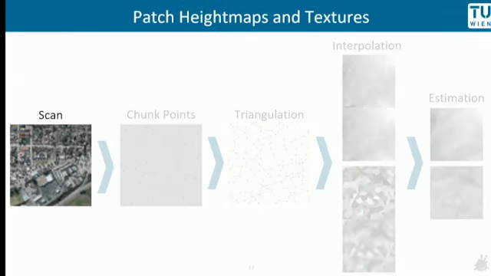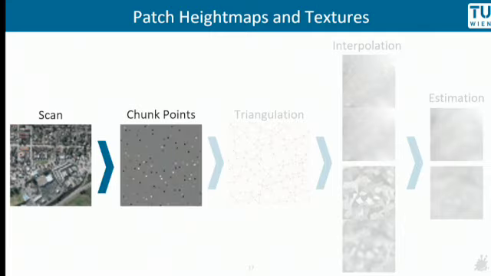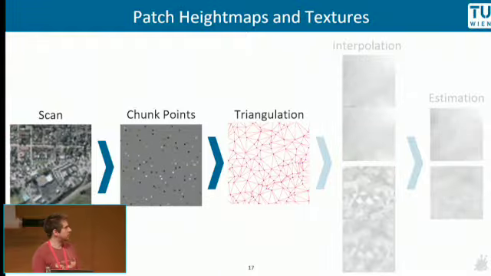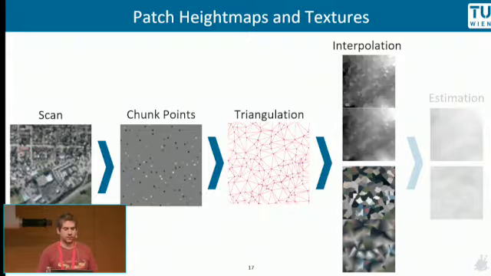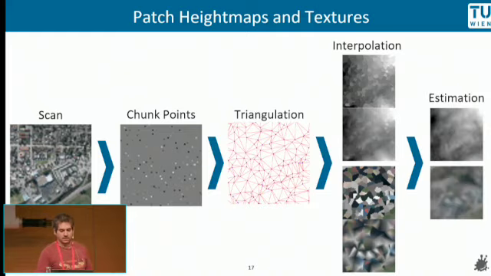In principle, we have our scan data, then we get the chunk points, then there's a triangulation step, and then we create rough height maps and textures already with interpolation. Here it's nearest neighbor and linear interpolation, both for the heights and for the colors. We tried several things, but this variant works best. For example, just rasterizing the points didn't work at all. And then in the end, we get a refined height map and texture.